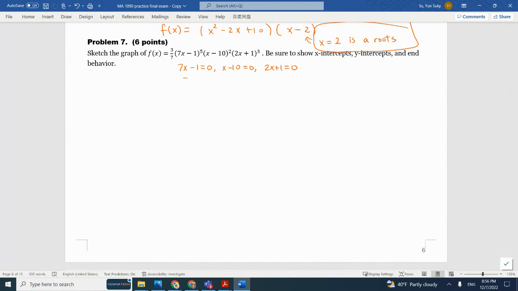Solve for x. So 7x equals, we add 1 on both sides. X is divided by 7 on both sides. Here add 10 on both sides.